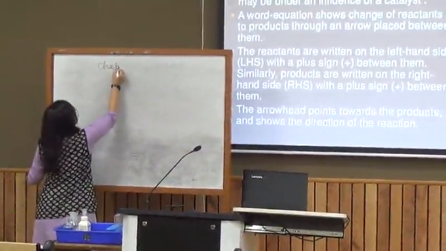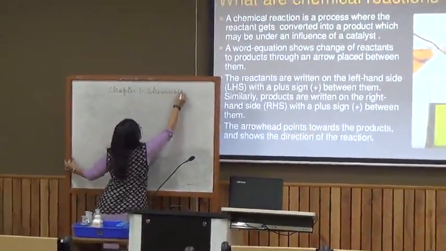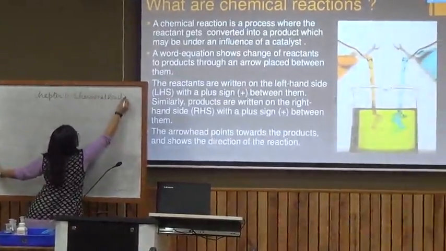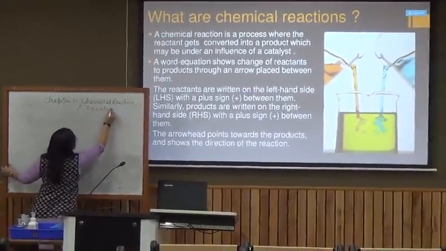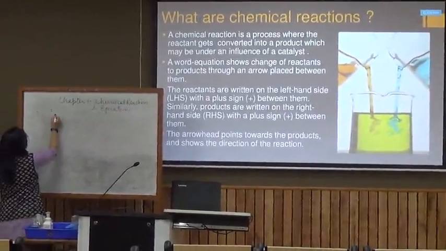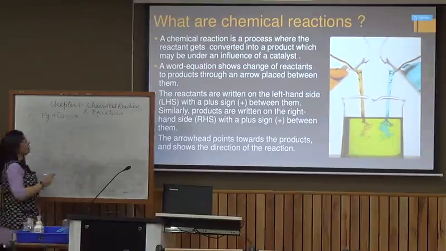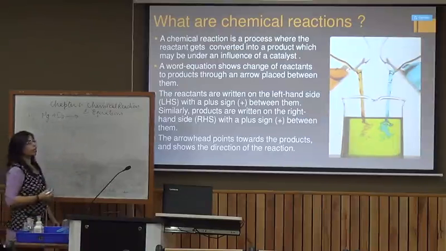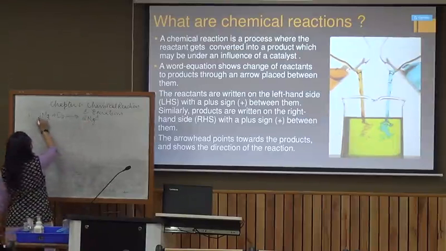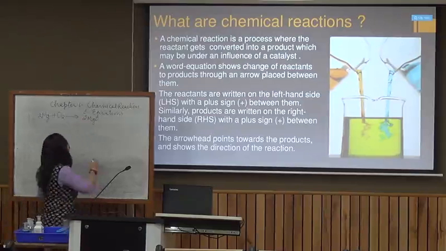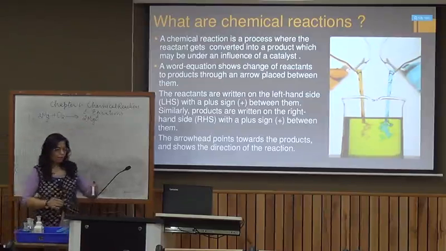So this is chapter 1, chemical reactions and equations. The first reaction that I have performed is that I had magnesium ribbon. I burnt it in air. The magnesium utilized oxygen from the air and produced magnesium oxide. So magnesium and oxygen were the reactants and magnesium oxide is a product.